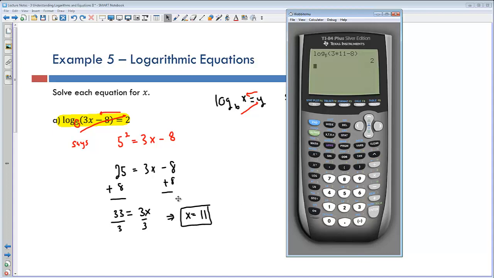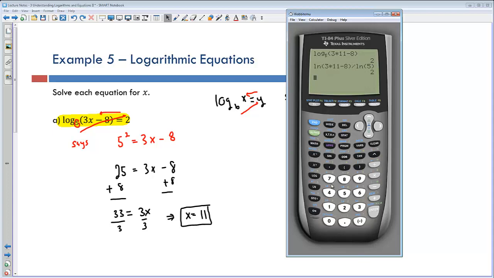Now, if you did not have a log base button on your calculator when you go to math, what you need to do is convert this into ln's. So what you would do is you just write ln of 3 times 11 minus 8, and then divided by ln of 5. And of course, that's using that change of base formula. And if you hit enter, you get out 2.